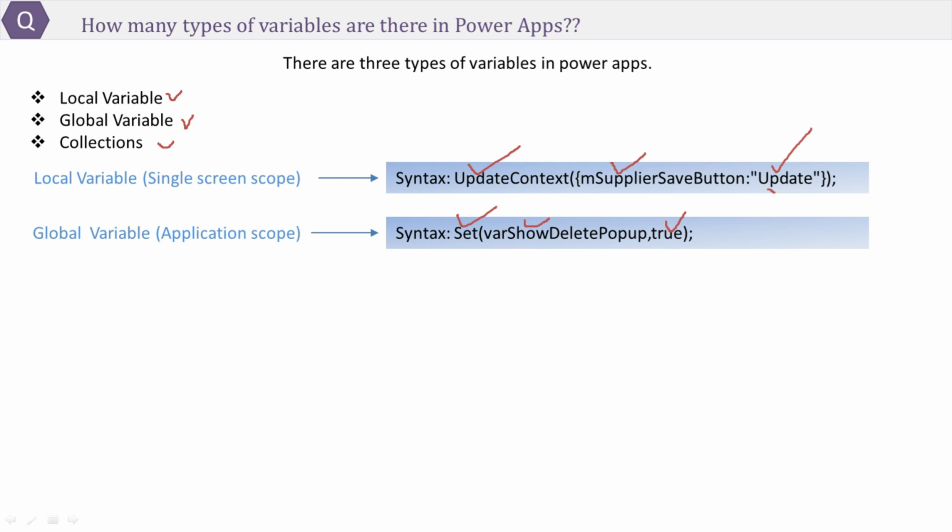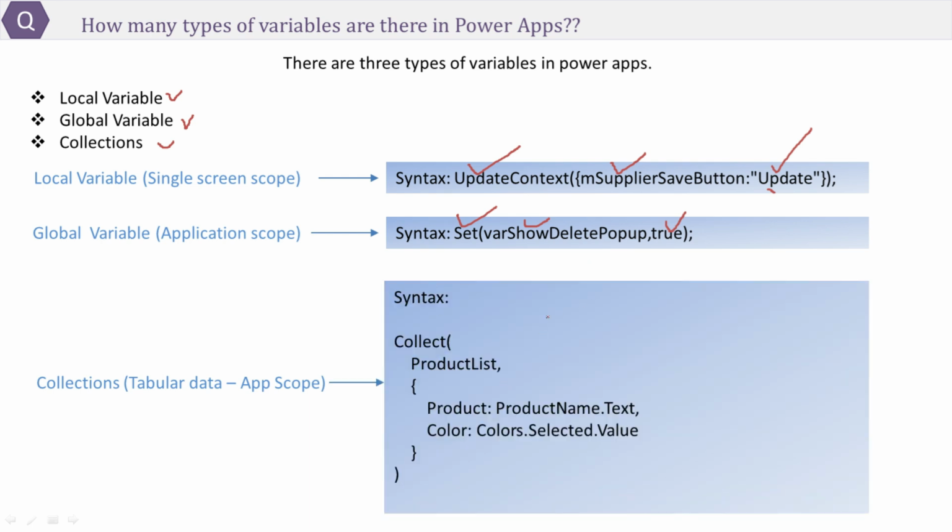The third type of variable is collection. Collections are variables containing tabular data. You may use collections in all of your Power Apps. The syntax for a collection is, as we discussed earlier, the Collect function, and within the Collect function, we provide the name of the collection and its underlying data. So in this example, ProductList is the name of the collection and it contains a table with two columns, which are the product column and the color column.